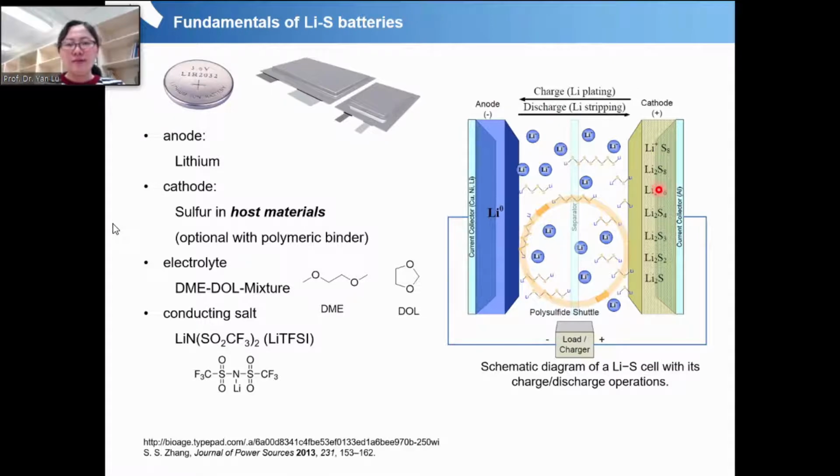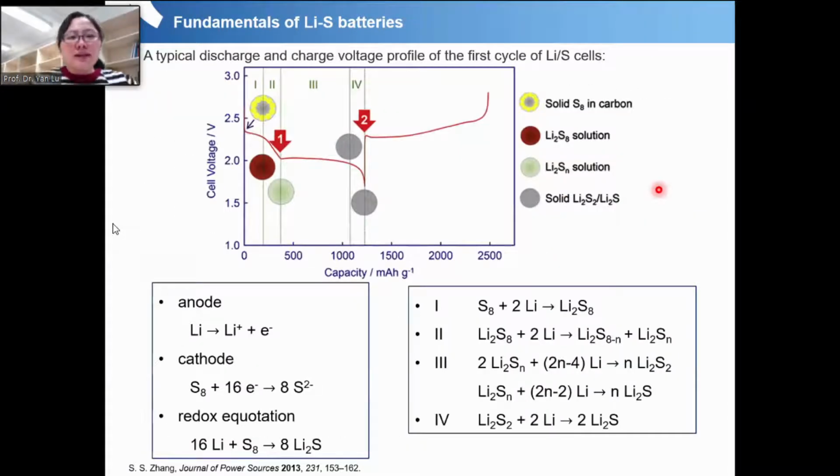And if we look into the charge and discharge voltage profile of the lithium-sulfur battery, this is a typical discharge and charge voltage profile you can get. Because we start from the discharge, we start from sulfur, and you will see at the discharge curve, we have 4 different stages. At the first stage, you will have a first plateau. This first plateau is related to the reduction of sulfur into lithium 2S8. So these are polysulfides, lithium polysulfides.